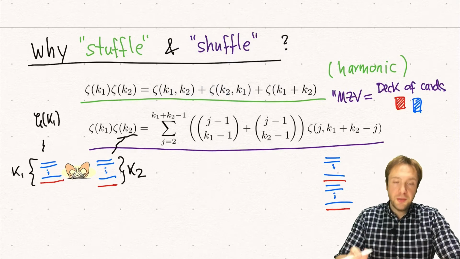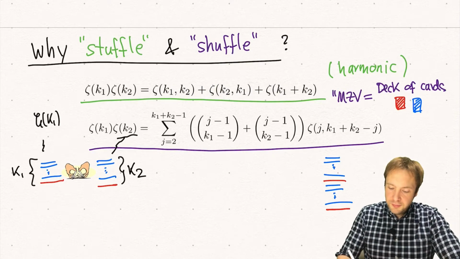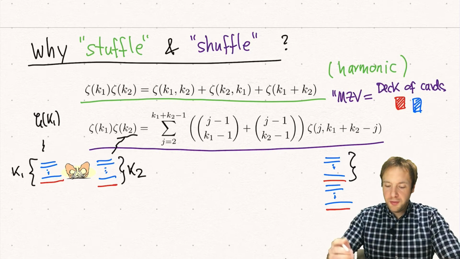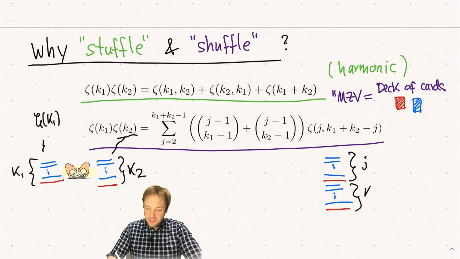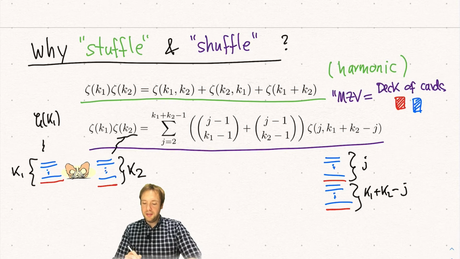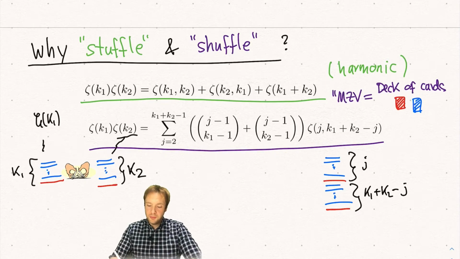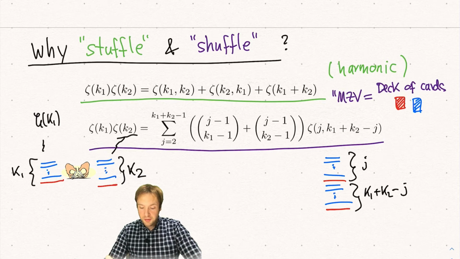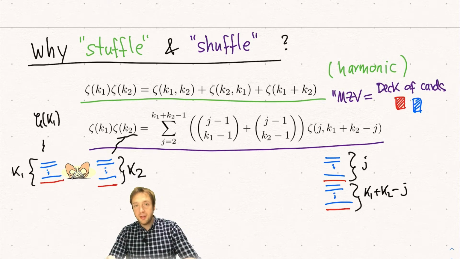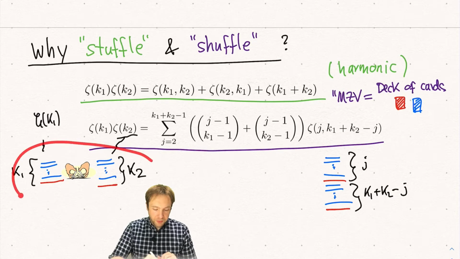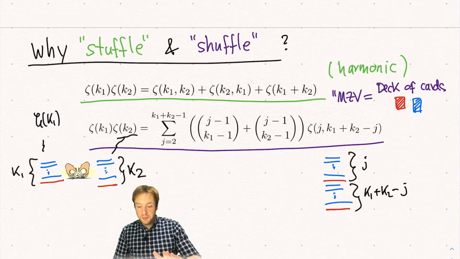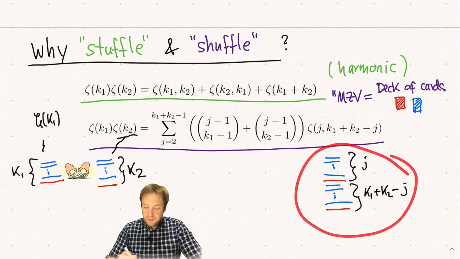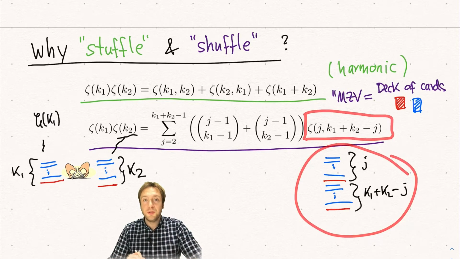And now we want to ask ourselves, how many possible ways are there such that the first red card is at position J? I have J cards, and in total I have K plus K1 plus K2 cards, so the rest is K1 plus K2 minus J. So J is the position of the first red card. And also we see that the red card needs to be on the bottom, because if I shuffle these two decks, then at least one of these red cards is on the bottom. And this deck of cards now corresponds to this multiple zeta value.